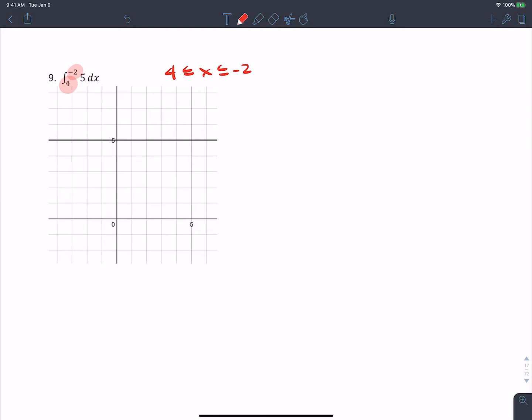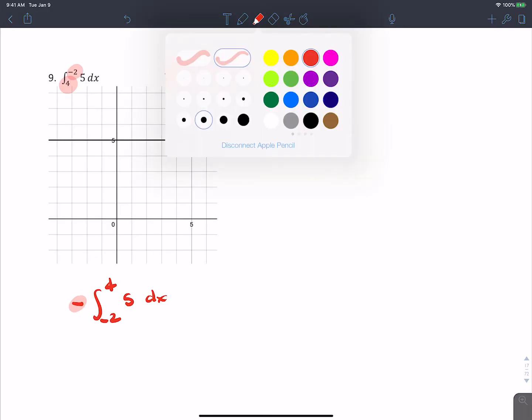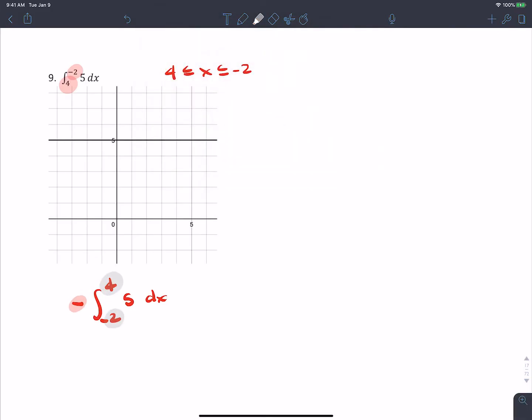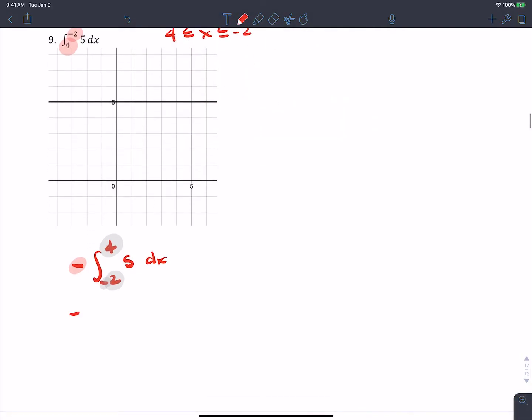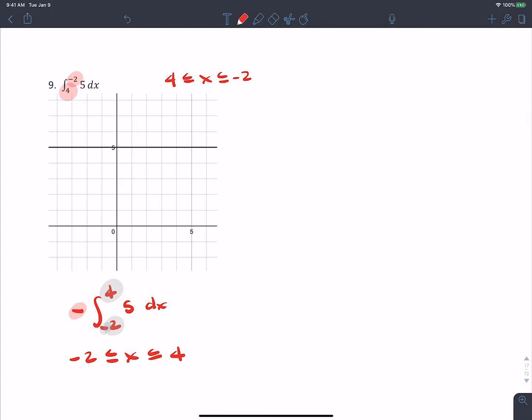This is minus the integral of negative 2 to 4, keep that 5 dx. Notice what I did of the negative sign, is that right? And what did I do with the limits? Switch the limits. Let's double check now. Isn't negative 2 less than or equal to x, which is less than or equal to 4? Okay, we wrote the lower limit as a smaller value and the upper limit as a larger value. So we can still do this.